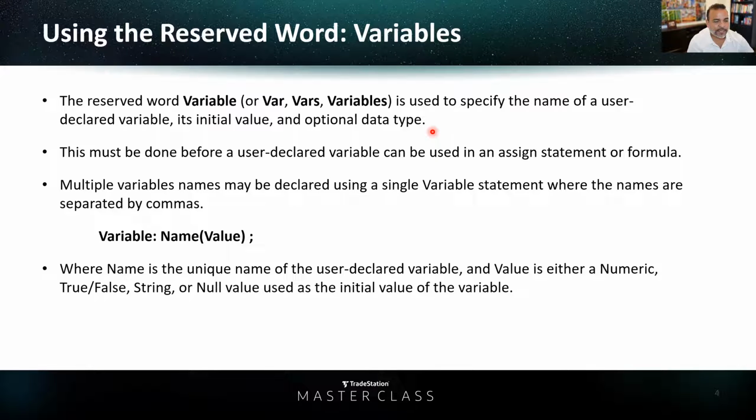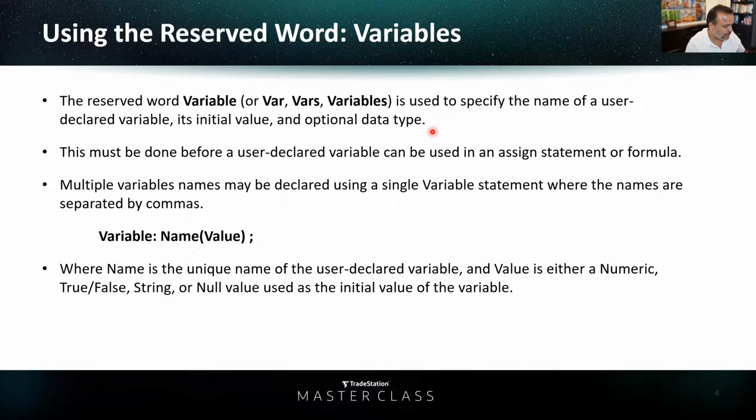Multiple variable names may be declared using a single variable statement where the names are separated by commas. We see that in many of the indicators that are built into the TradeStation platform. Usually there's only one declaration statement where you see the word variables, colon, and it lists all the different variables that you're going to be using, whether they're numeric, true, false, string. They're all listed together, separated by commas. And then at the very end, once you're finished doing your declaration of variables, you have to type in that semicolon that ends the declaration statement.